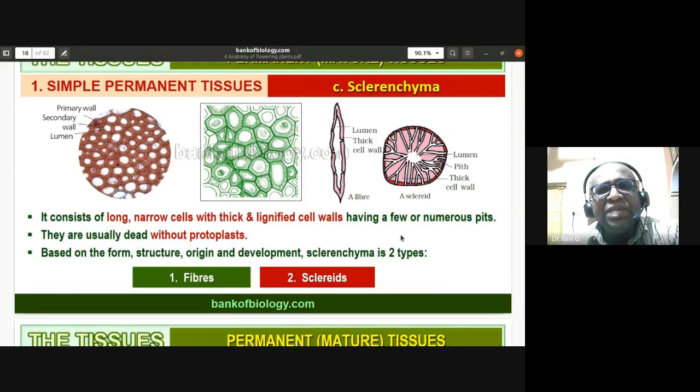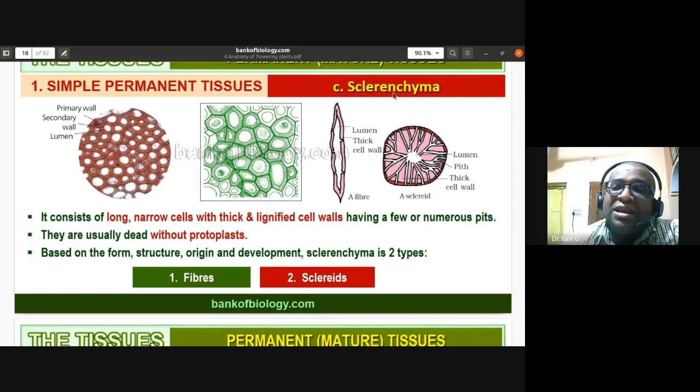Now the next tissue, simple permanent tissue, is sclerenchyma. Sclerenchyma is a simple permanent tissue. It is commonly called dead mechanical tissue. The secondary layer of cell wall, not the primary layer, of sclerenchyma has lignin deposited, lignification we call it. Pectin deposition we call pectinization. Pectin we find in case of collenchyma.